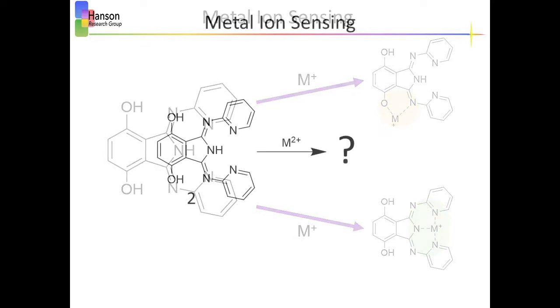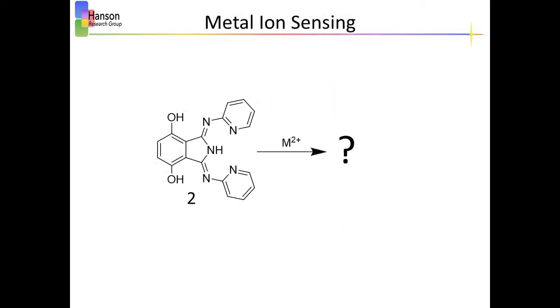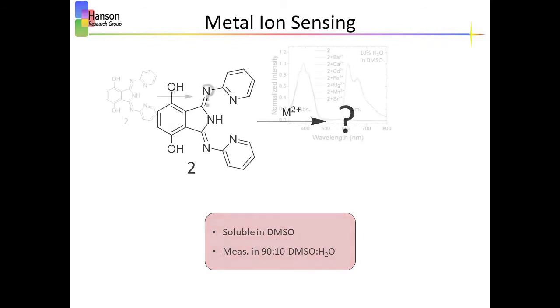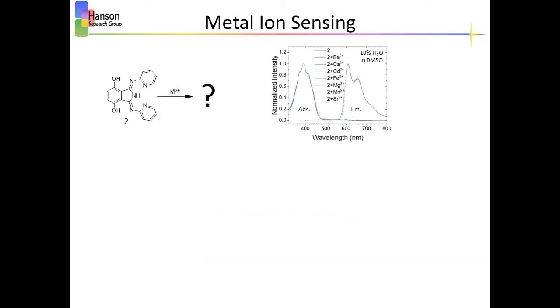To address the question of the effects that metal cations have on the photophysics of molecule 2, absorption and emission measurements were performed. Molecule 2 is soluble in DMSO, but to make the sensing environment more relevant to biological samples, measurements were performed in a 90-10 mixture of DMSO and water. Molecule 2 experienced only a nominal shift in its absorption and emission spectra upon the addition of barium, calcium, cadmium, iron, magnesium, manganese, and strontium dications, indicating that these metals likely do not bind to the chromophore.